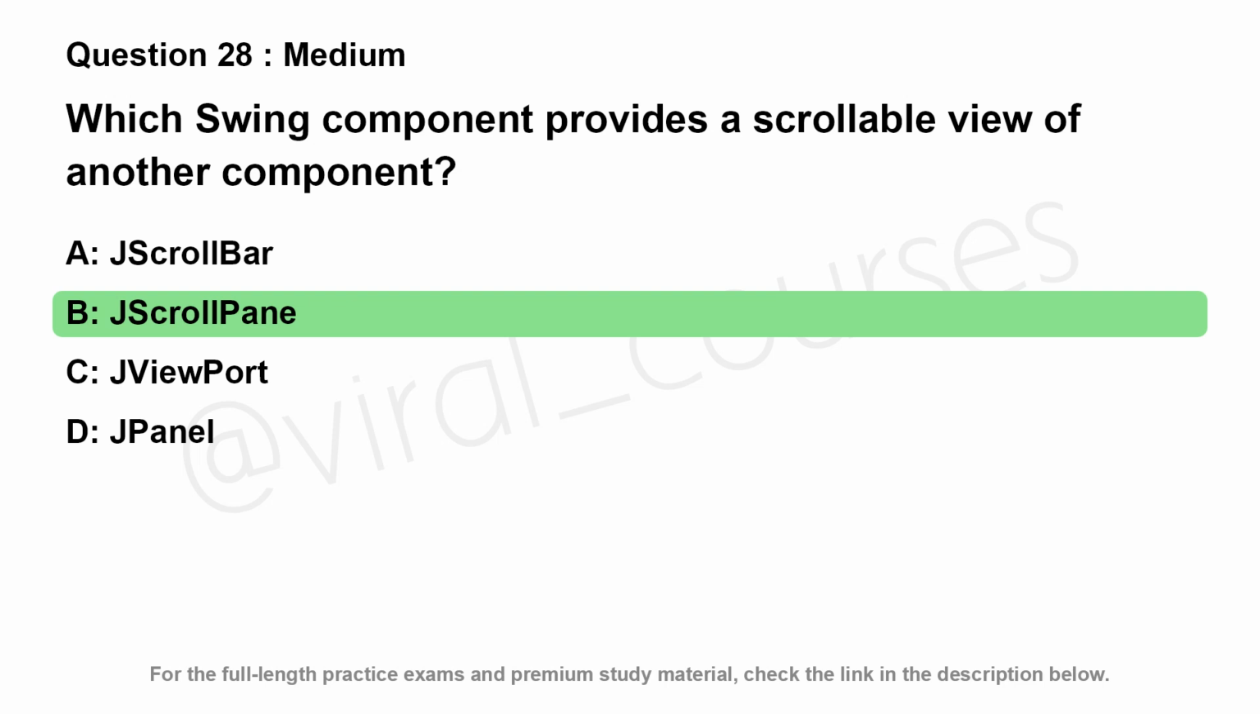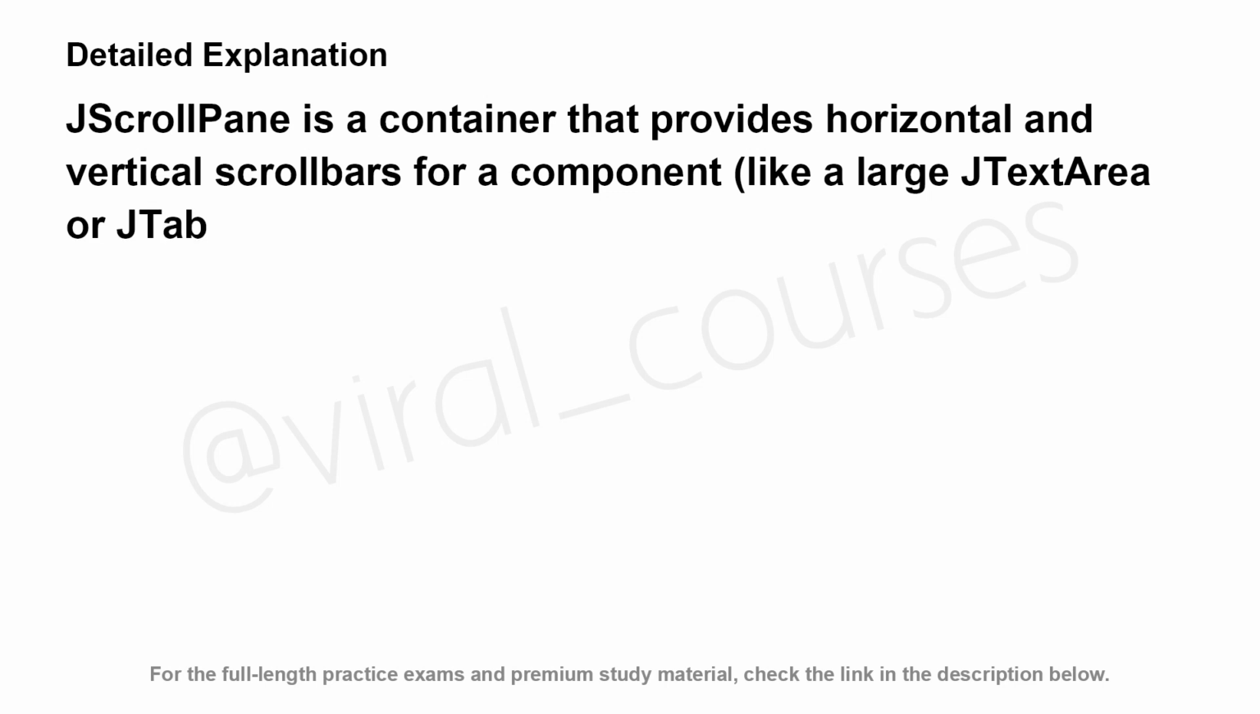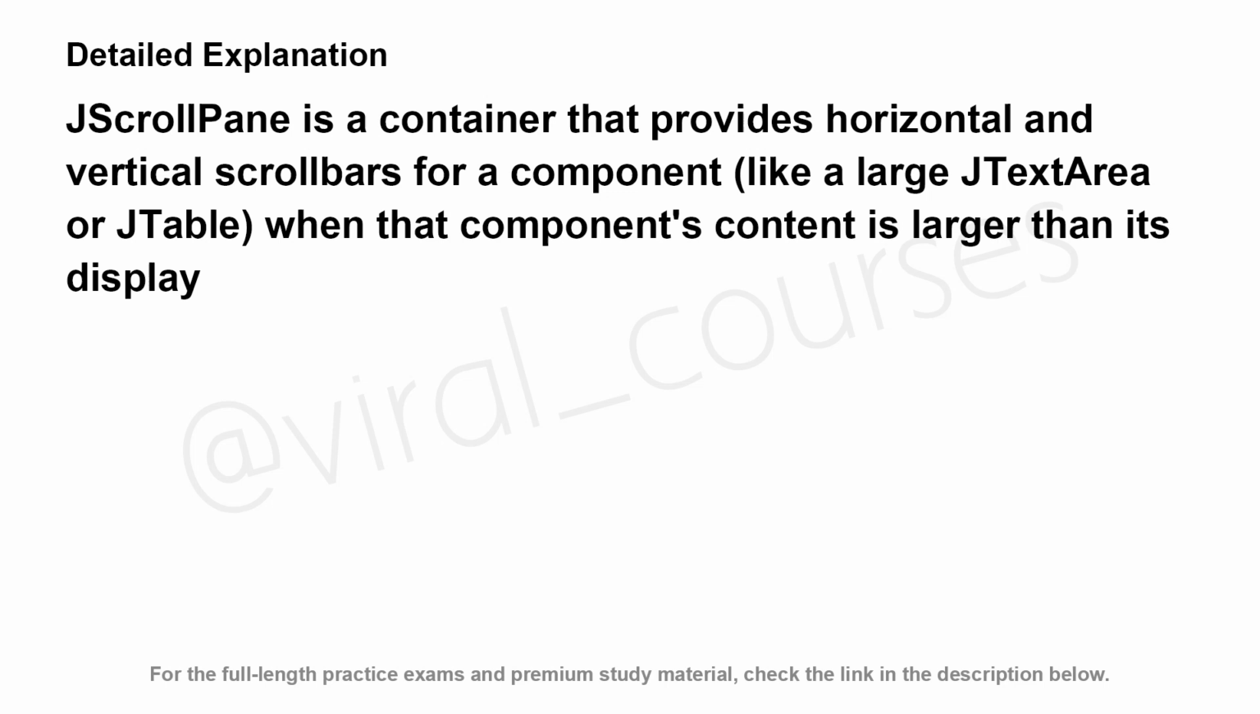The correct answer is B. JScrollPane is a container that provides horizontal and vertical scroll bars for a component, like a large JTextArea or JTable, when that component's content is larger than its display area.